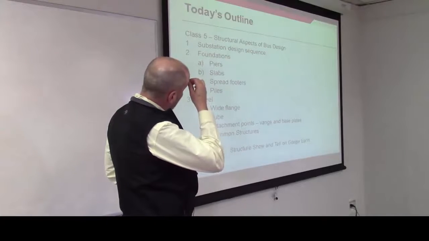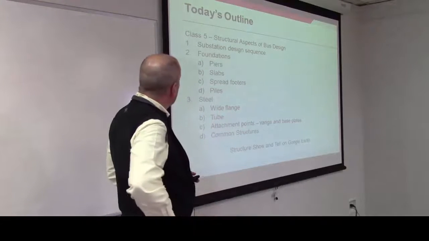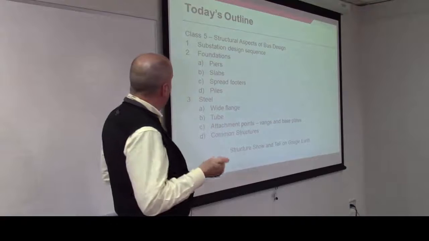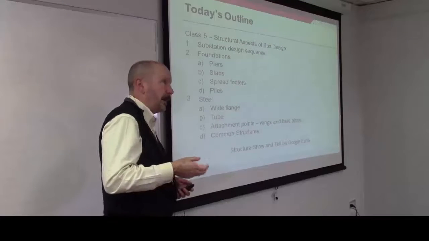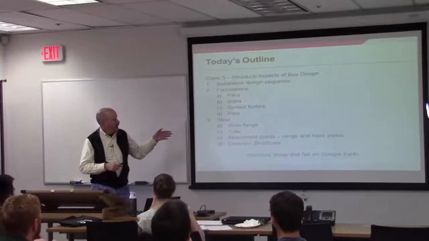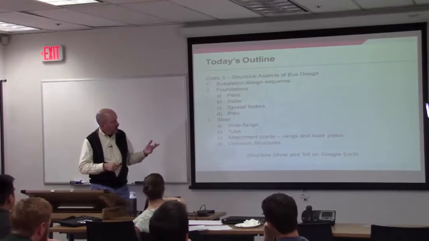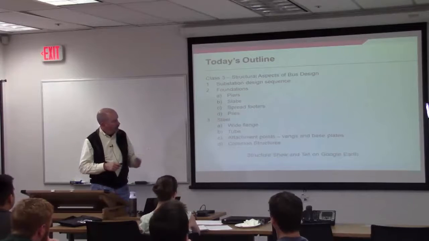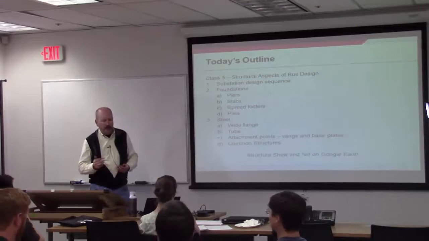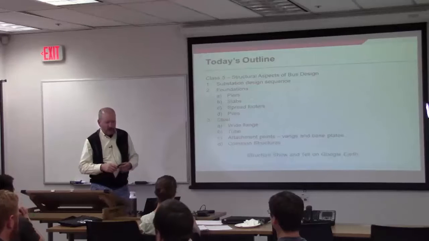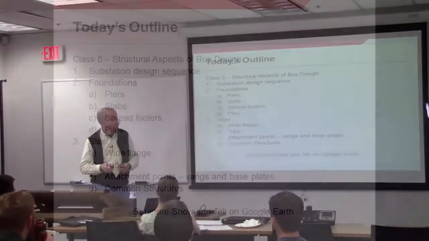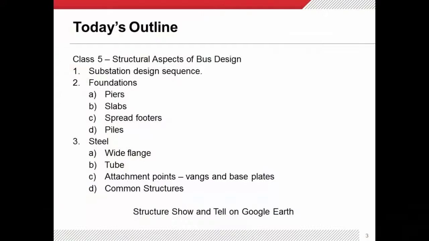Anyway, the foundations that I want to cover, and there's always probably 1 or 2 others that I'll miss, but the main ones that we use in substations are piers, slabs, spread footers, and occasionally piles. I'm only going to briefly touch on piles. And then we'll talk about steel, the types of steel, some important aspects of connection points, and then talk about common structures. And I've got a couple of things to show you in Google Earth and some design drawings from an old project that I did. So it should be able to occupy a good class worth of stuff here.